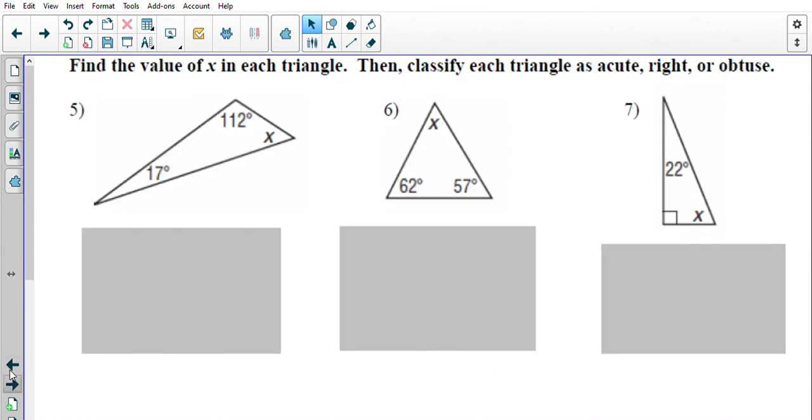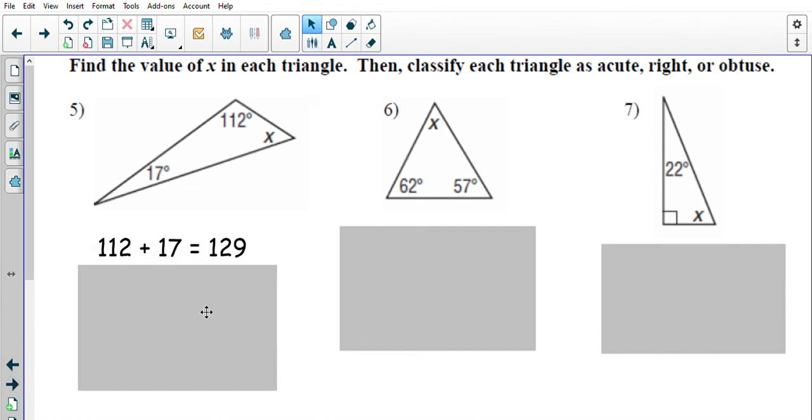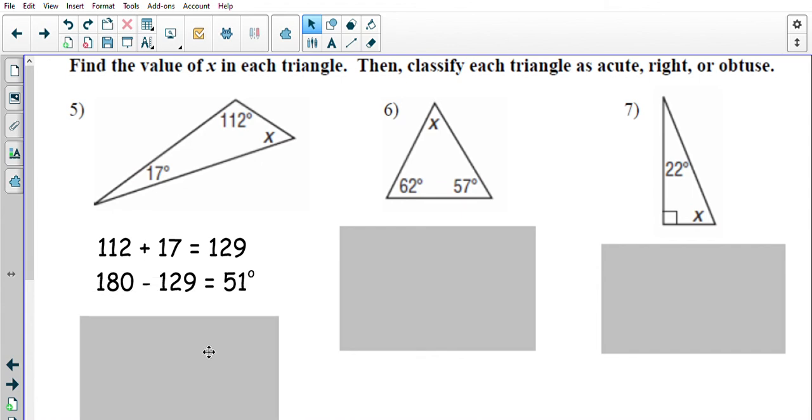All right, so let's build on this a little bit. Our next 3 ask us to find the value of x in each triangle and then classify the triangle as acute, right, or obtuse. So what you want to do is add the 2 angles that you know. So in number 5, that's 112 degrees and 17 degrees. That gets us 129 degrees. Since I know that all 3 angles in a triangle have to add to 180, just take 180 minus 129 to get 51 degrees for that last angle.